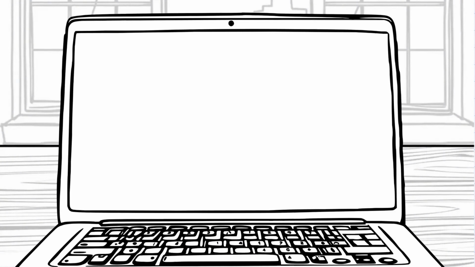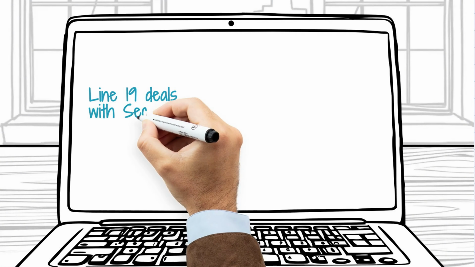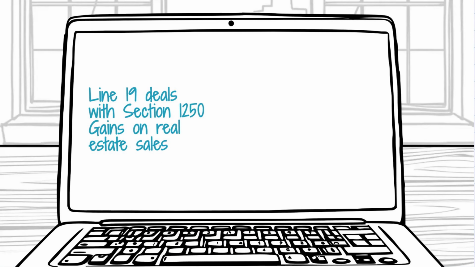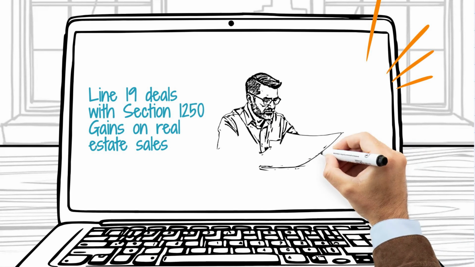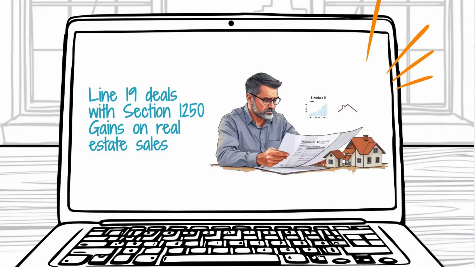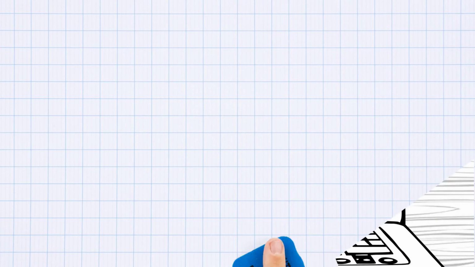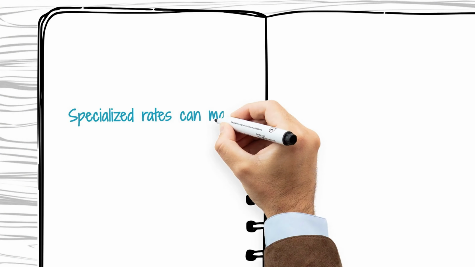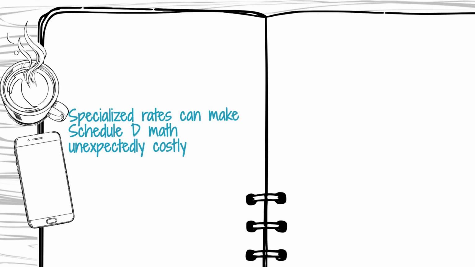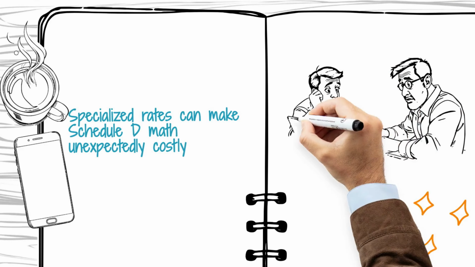Line 19 is for Section 1250 gains, which involves unrecaptured depreciation on real estate. If you sold a rental property in 2025, this line is where you account for the tax on the depreciation you claimed over the years. These specialized rates are why the math on Schedule D can suddenly become much more expensive than people expect.